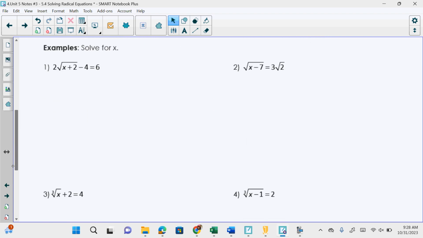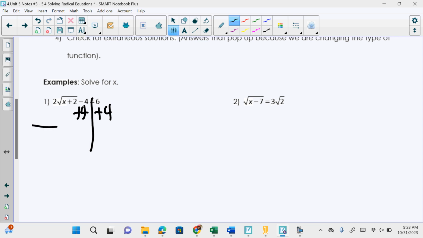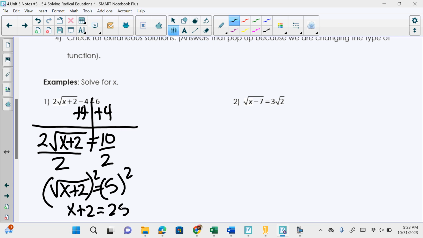So let's look at example number 1. So first step, I want to isolate my radical. Add 4 to both sides. I get 2 times the square root of x plus 2 equals 10. Divide by 2. Square root of x plus 2 equals 5. And then square both sides. So we get x plus 2 equals 25.